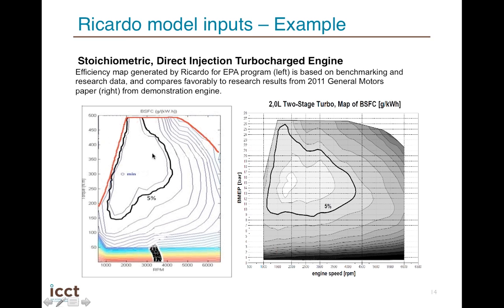And you can see this is where the highest efficiency is, and then the fuel consumption goes up as you come away. So this is the map that Ricardo has generated based upon their own internal data. For comparison, the one on the right is a map from a 2011 General Motors paper, and if you go through them, they actually show a pretty good agreement.